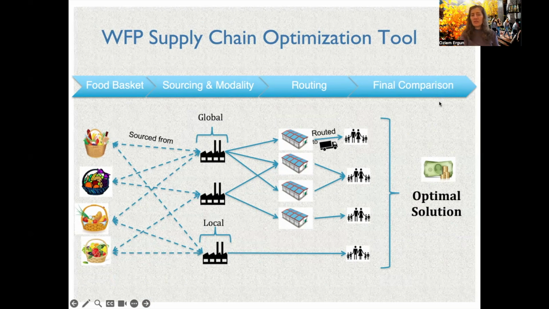To do this, we initially built a kind of demonstration supply chain optimization tool based on a multi-commodity, multi-period network flow problem model, representing all the food basket choices, all sources, global and local, and the modalities, and then all the routing options, including ocean shipping, inland transportation, and so on and so forth. And these models, we really worked with the WFP supply chain group, and these models evolved throughout the years.